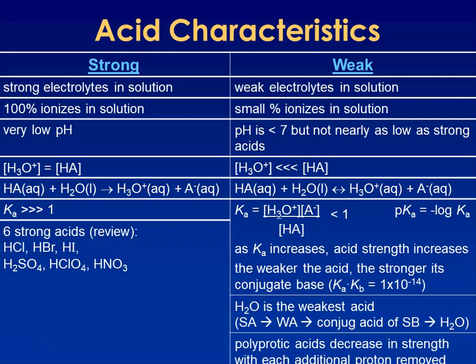Strong acids are strong electrolytes. They 100% dissociate, ridiculously low pHs, and their hydrogen concentration or their hydronium concentration is equal to that of their acid. And you'll see the arrows going in one direction.